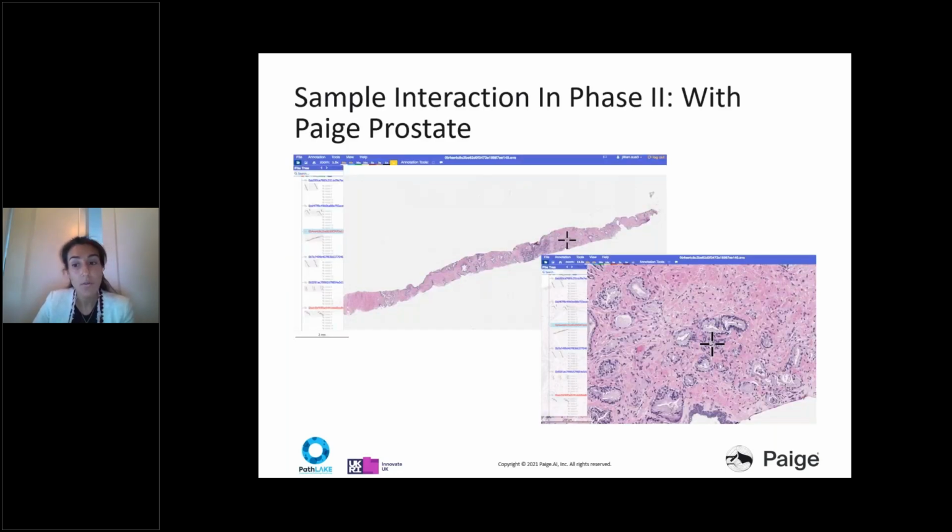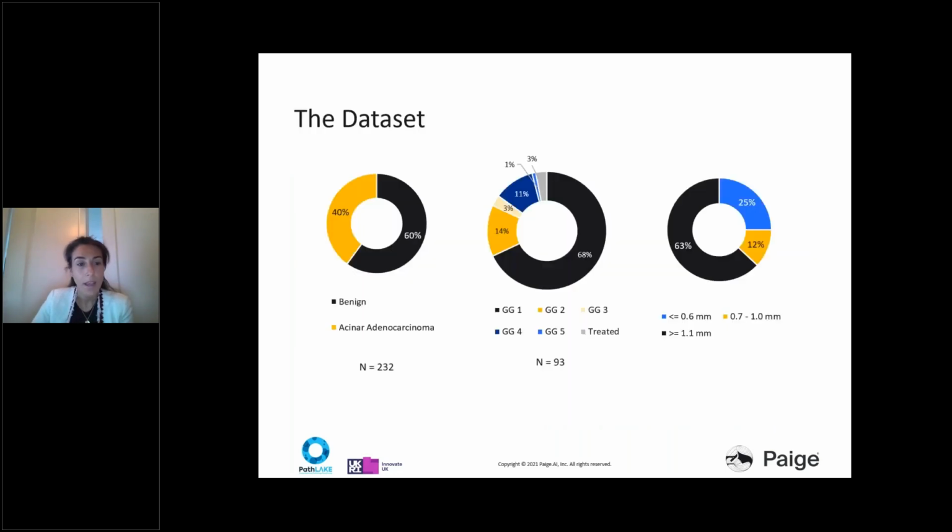This is an example of what participants would see when Paige Prostate marked the slide as cancerous. You could see a black cross over the region of highest suspicion. And let's take a look at the data set. 232 slides were reviewed with the ground truth of the diagnosis of cancer or benign having been established from the corresponding pathology reports. Looking at these plots from left to right, 40% of these whole slide images were in fact cancerous and 60% were benign.